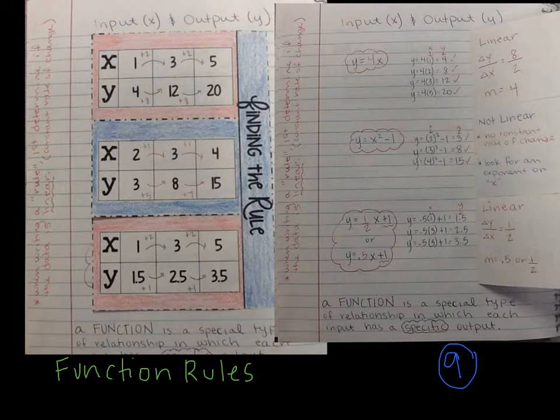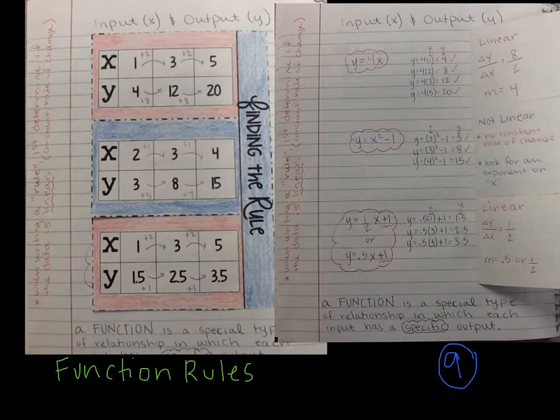The next concept that we reviewed was how to take a table of values, which they called an input-output table, and we figured out how to use those tables to create a rule, which we said was an equation. So when your foldable was closed, it looked like this. This is what the page looked like. And then as you folded these flaps over, it looked like this.